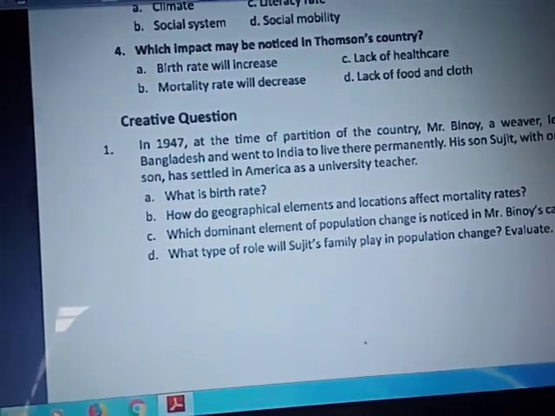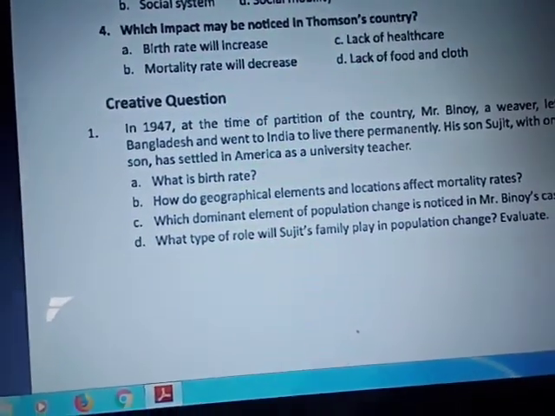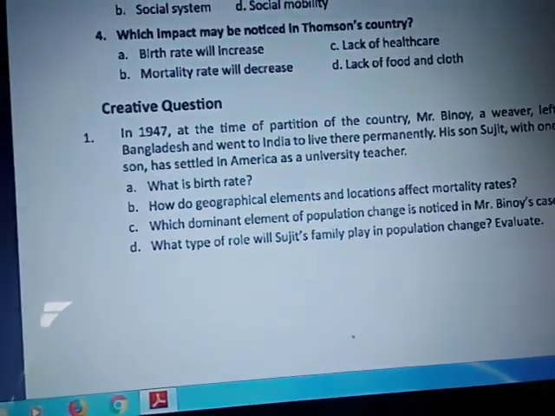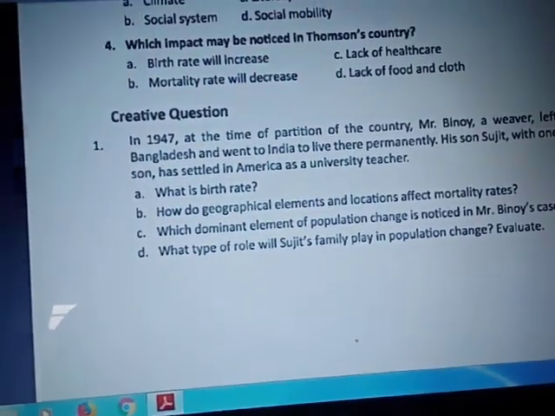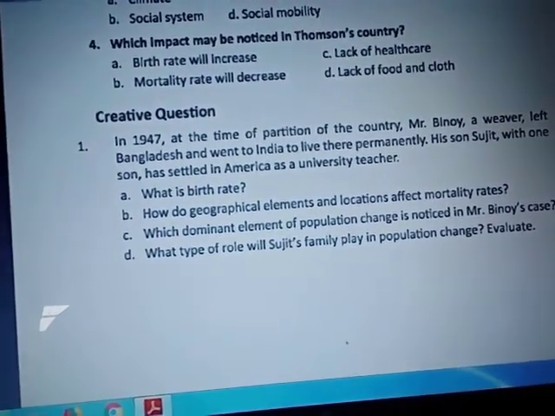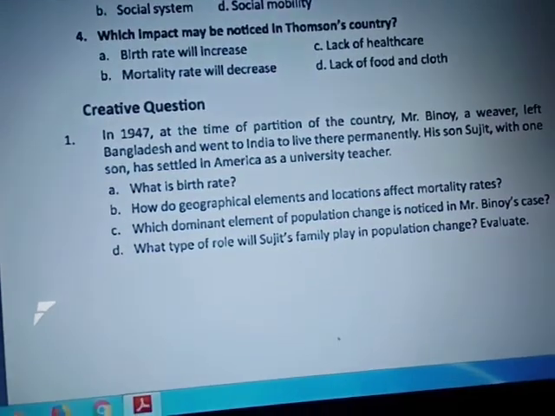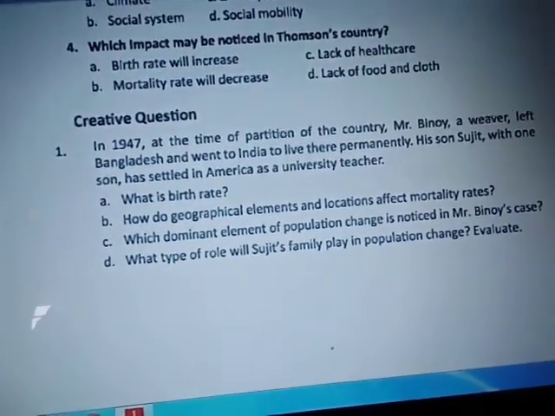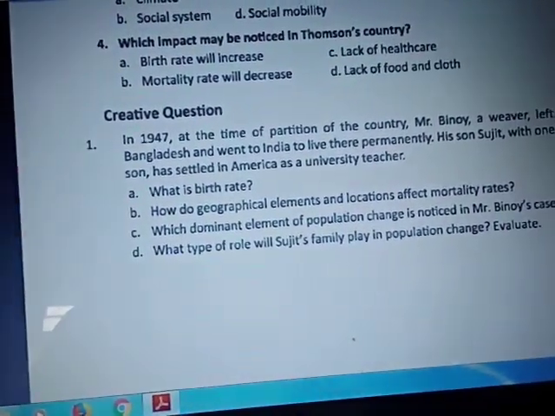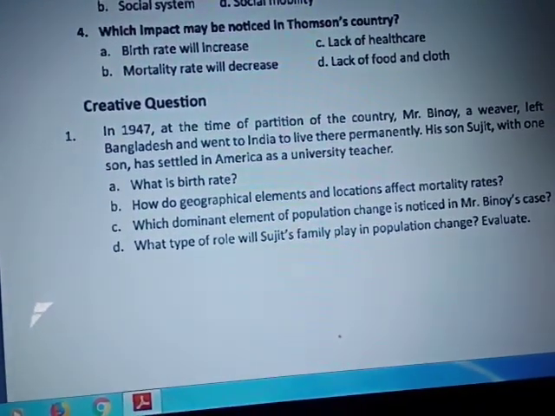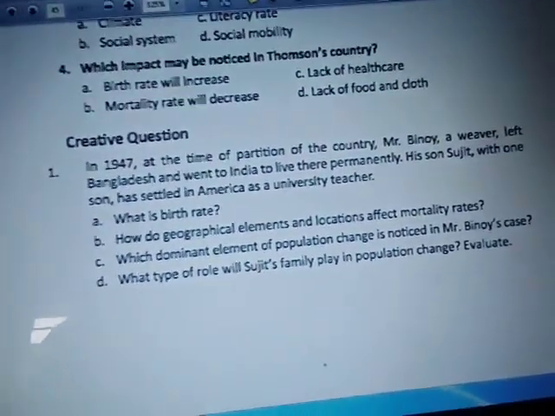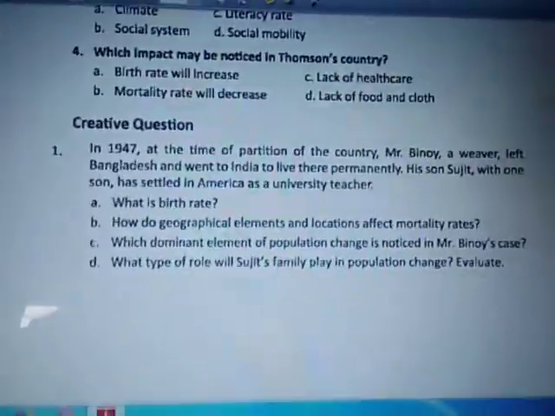Higher education made him understand the risk of a high birth rate of a country. Higher birth rate results from many causes. Besides, population increase also increases the mortality rate. Sujit's family plays an important role in population change because of their low birth rate. It will help preserve the natural resources of that country. If the birth rate of the country remains low, the country's resources will be preserved. So we can say Sujit's family plays an important role in population change.